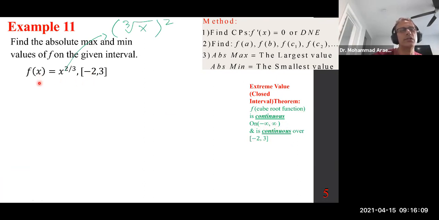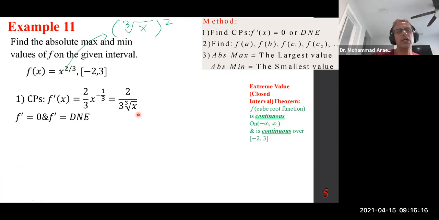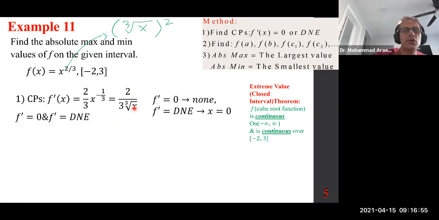Let's find f prime of x, which is 2/3 x to the power of -1/3. You can write it this way. Look at this expression, class. When you are dealing with a rational expression, the expression is 0 when the top is 0. The top is a number. It doesn't matter, 2, 10, -1 or 0.1. It's a number, it can never be 0. So f prime equals 0 doesn't have any solution. F prime doesn't exist at x equals 0. Is 0 in between? Yes. So plug in -2, plug in 3, plug in 0.